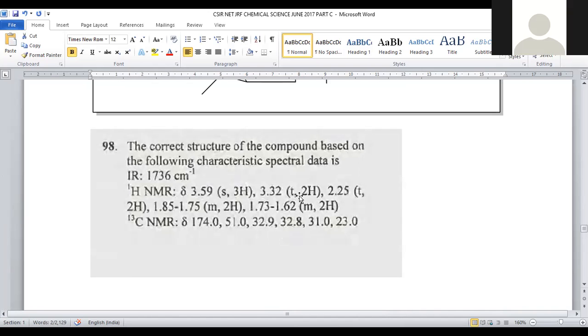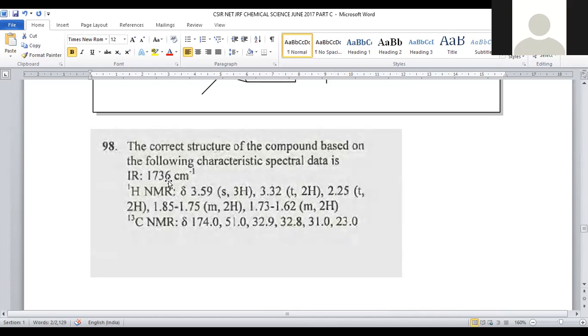It is a part of spectroscopic analysis, right? So here IR data, proton NMR, and even C13 NMR data is provided to us. Based on this data, we have to elucidate what is the suitable structure for the given compound. The correct structure of the compound based on the following characteristic spectral data.